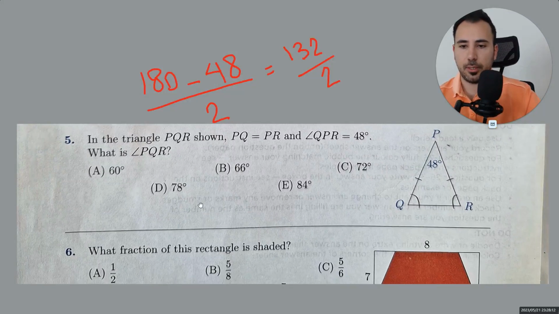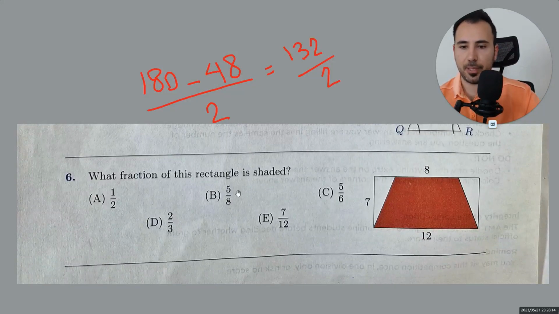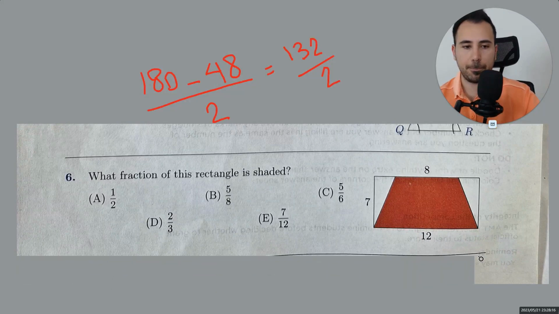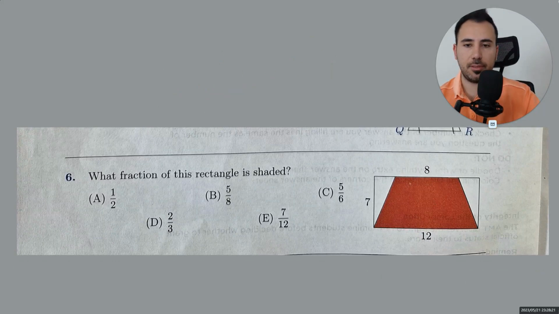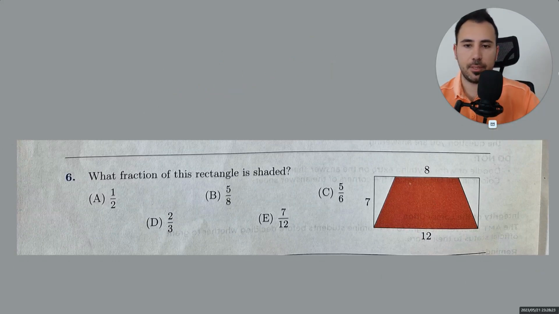Let's do the last question on the first page. What fraction of the rectangle is shaded? So let's find the area of the rectangle first. It's going to be 8 times 7, 56.